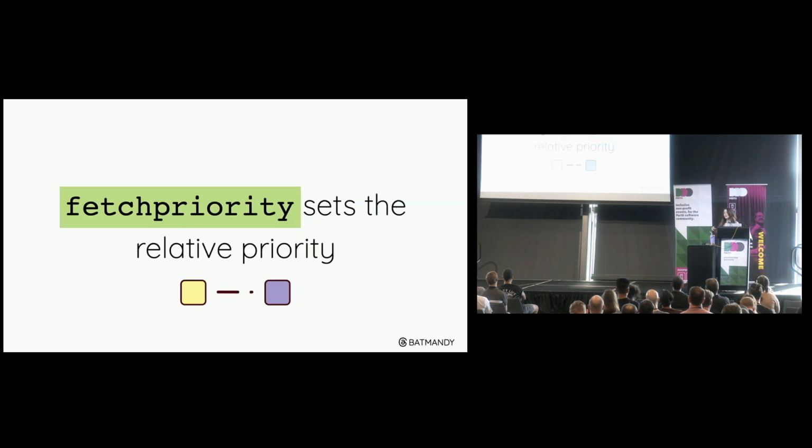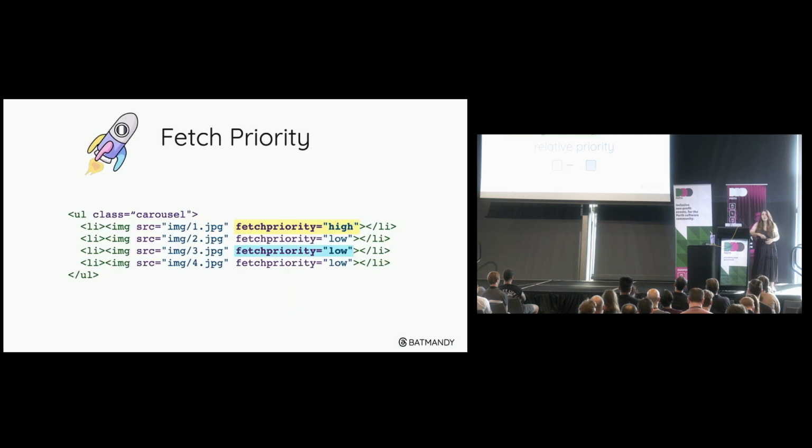But fetch priority really is only setting a relative priority. It's not going to help a resource be discovered quicker. It's still going to make a decision on what the relative priority is, and it's just going to raise it by a higher or lower amount.